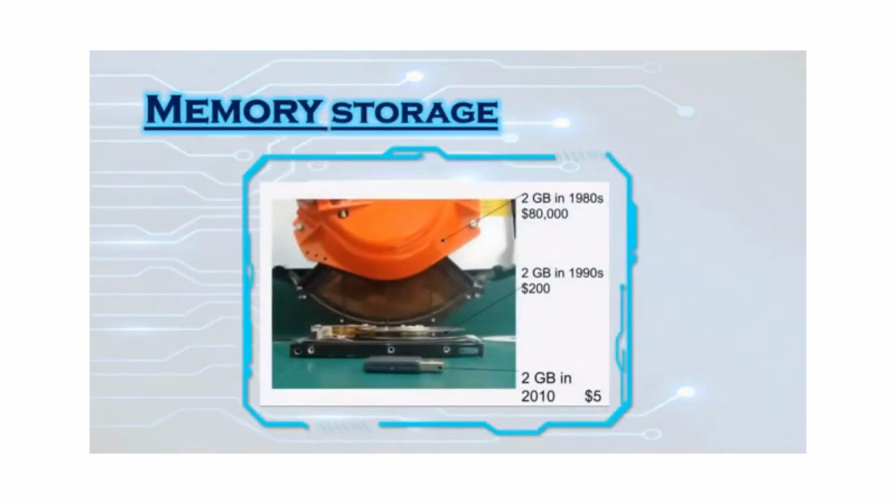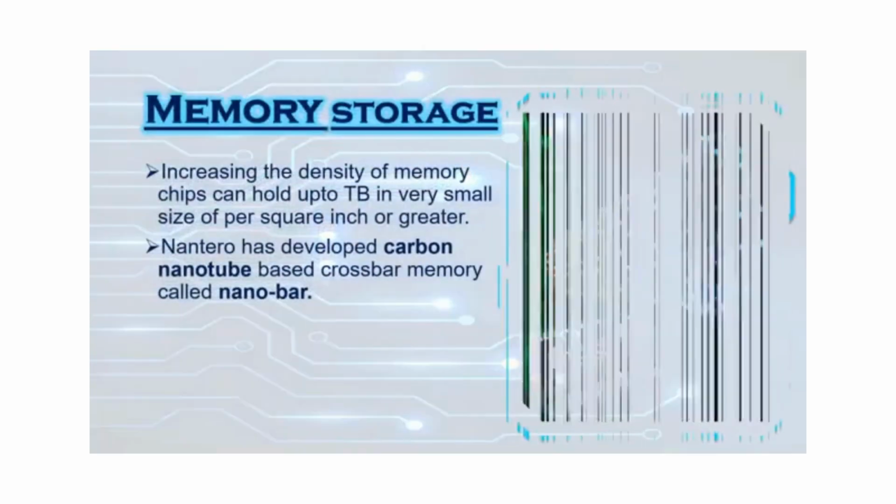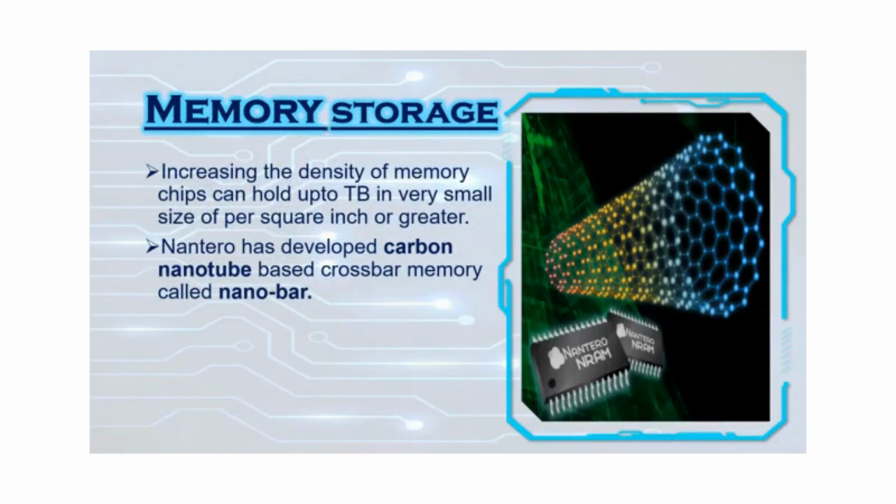Memory storage. Here we can see the evolution of memory storage devices, and the decrease in size and price, while the storage capability remains the same. Increasing the density of memory chips can hold up to terabytes in a very small size per square inch or even greater. The company Nantero has developed carbon nanotube based crossbar memory called nanobar, also called NRAM. It can store up to terabytes of memory in a size of a few nanometers.